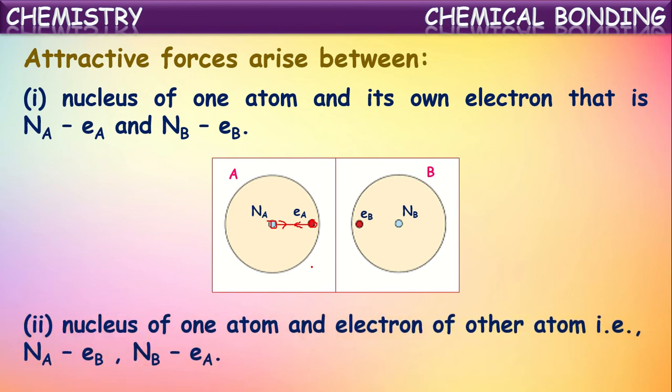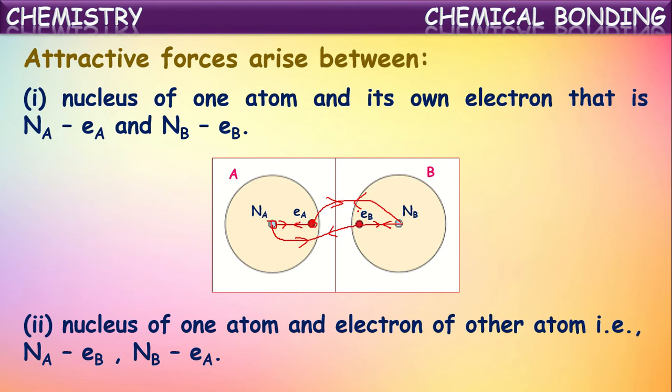In the same way, the nucleus of the second atom and its electron will have certain attraction. So between these, attractive forces are there. This is one kind. At the same time, the nucleus of one atom and the electron of another atom also have certain attractive forces: between the electron of the first atom and the nucleus of the second atom, because these are also oppositely charged, an attractive force will start between these two when two hydrogen atoms approach each other.